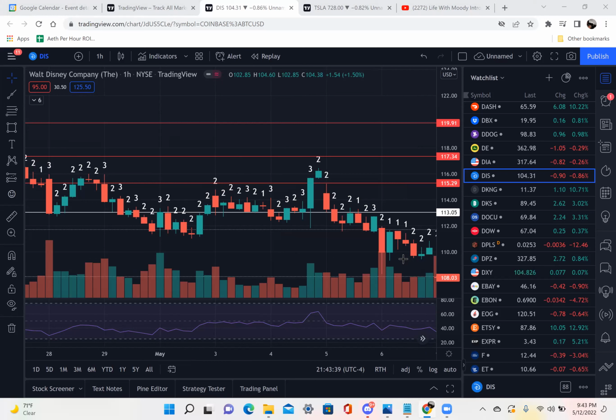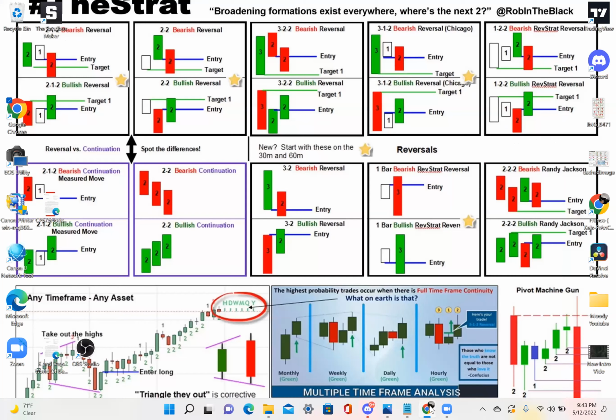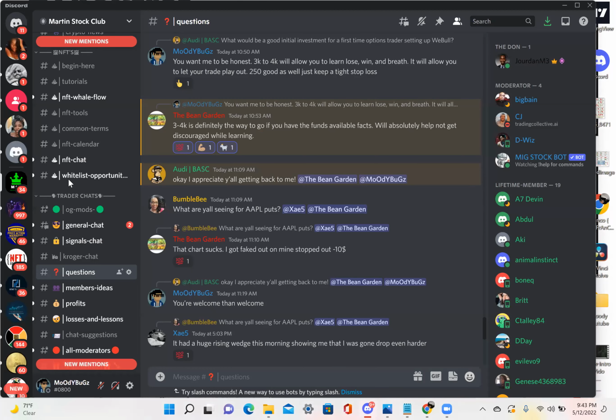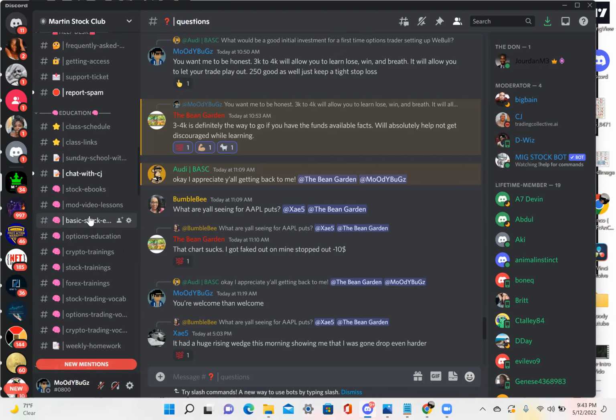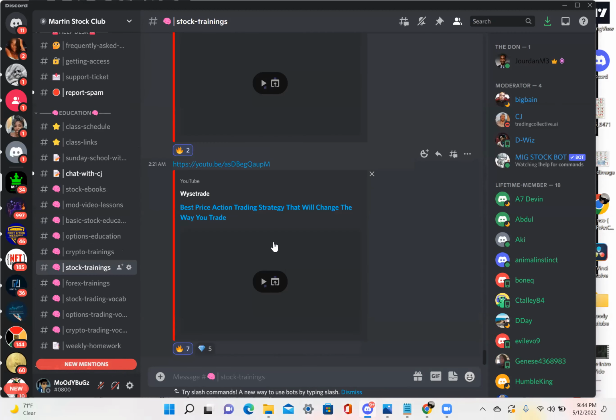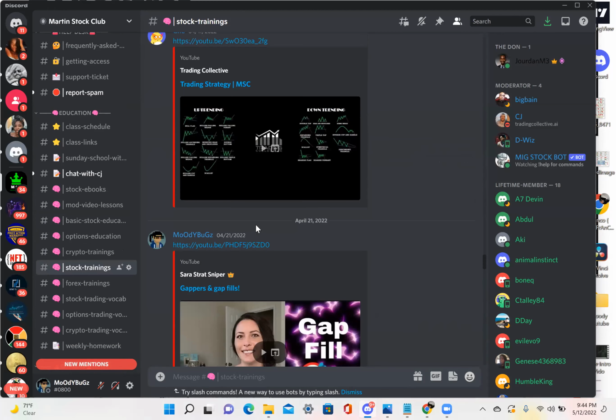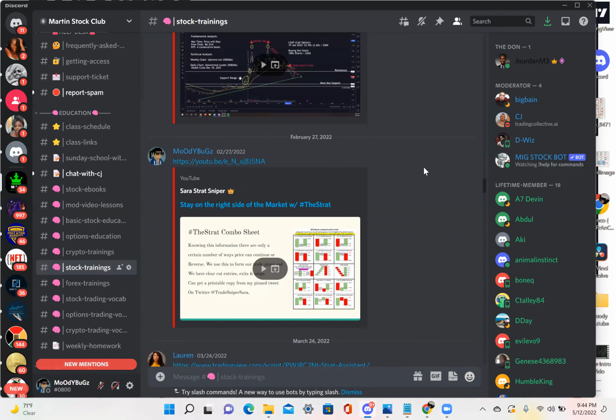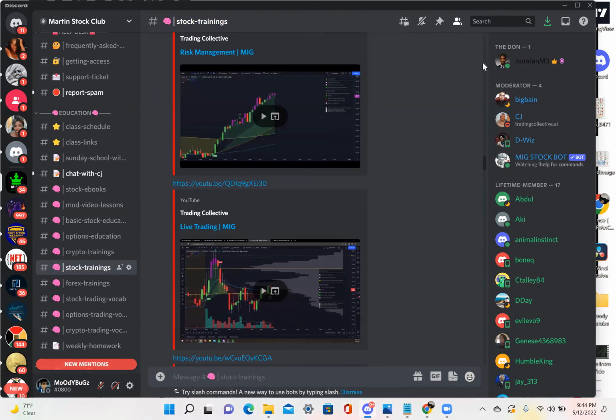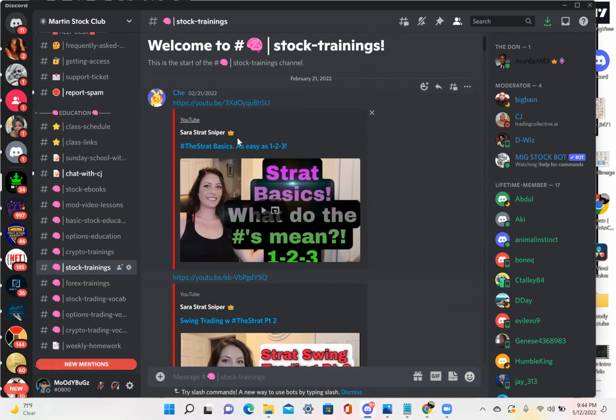What is the indicator 321 mean? That is a strat setup, and it's actually 312. If you scroll up, you'll see D'Angelo explain it, but real quick, Shantae, to answer that question, the best way, go to the Discord, go to stock training, and just scroll all the way up and start from the beginning. Or you could just go to Sarah Sniper on YouTube. There's where I learned the strat from. The creator, his name is Rob, but she will explain what a 1, 2, 3 is.